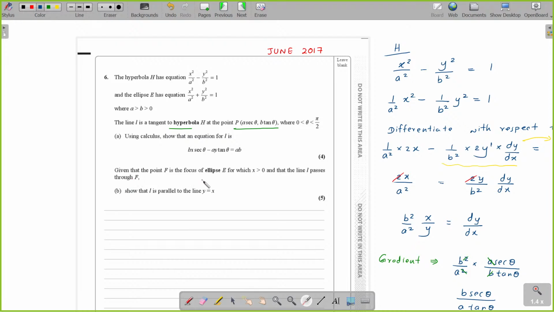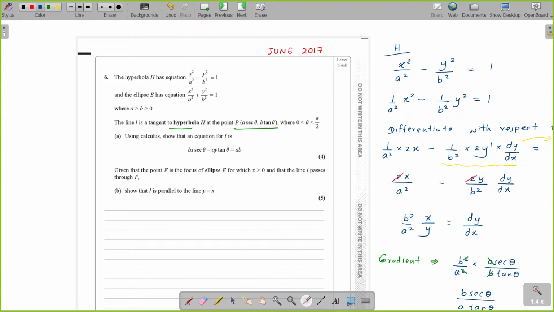Now, they say, given that the point F is the focus of ellipse E for which x greater than 0, and that the line L passes through F. Can you see what's happening? Line L is what we found here in part A. This line is passing through what? Is passing through F. Who is F? F is the focus of the ellipse.